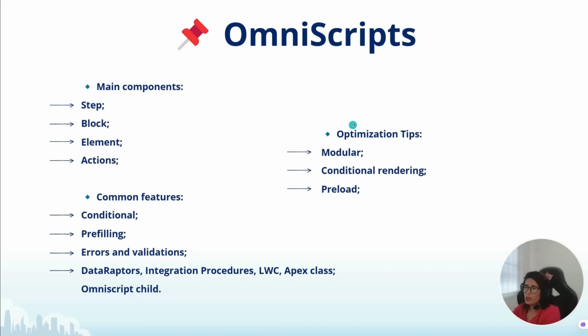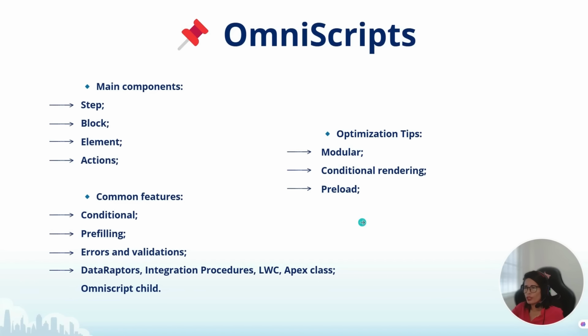About the optimization tips, well, modular. My tip is to keep the OmniScript modular to reuse the steps. Conditional rendering. About this, use conditional rendering to reduce unnecessary API calls, and it's for better performance. And preload data with DataRaptor Extract. It's also for better performance.